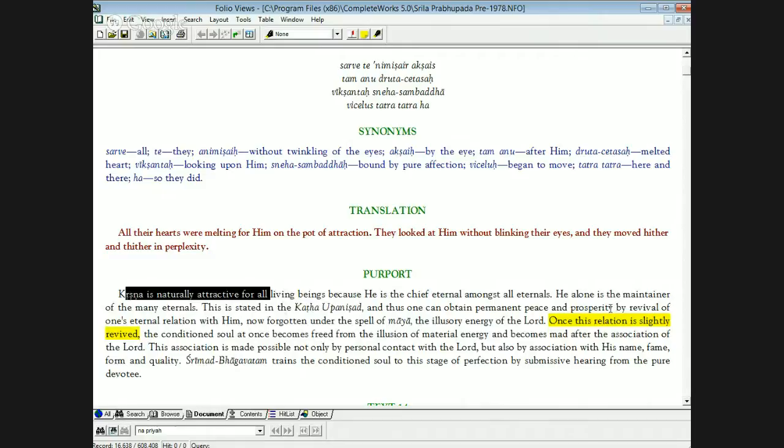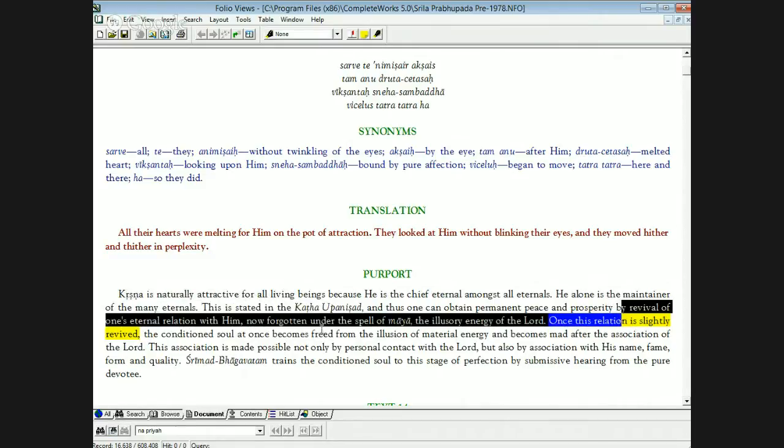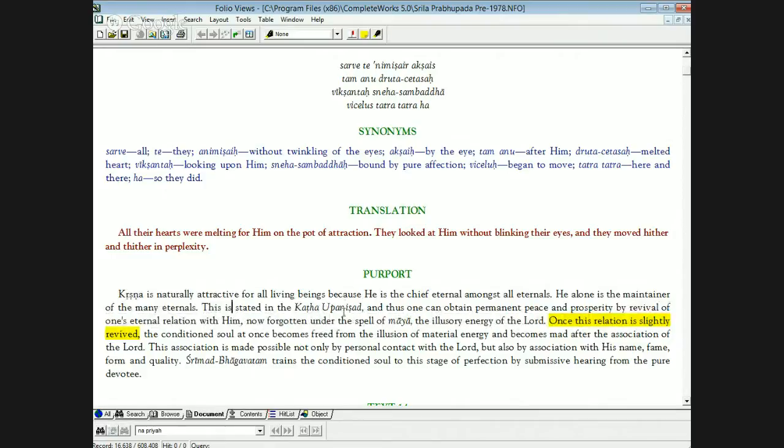And not only that, Nityo Nityanam Chetanas Chetananam, Eko Bahunam Yo Vidadhati Kaman. He alone is the maintainer of many eternals. Okay, this is from Katha Upanishad, the famous shloka. Mataji, you know the shloka? Only two lines. Yeah, Nityo Nityanam Chetanas Chetananam Eko Bahunam Yo Vidadhati Kaman.